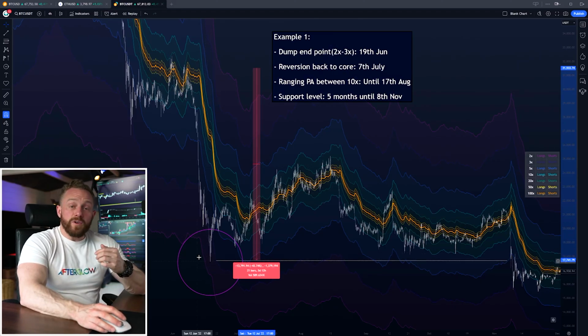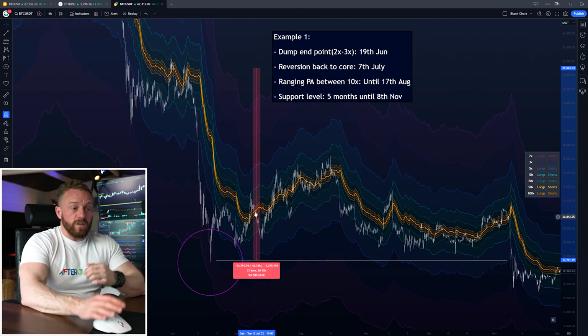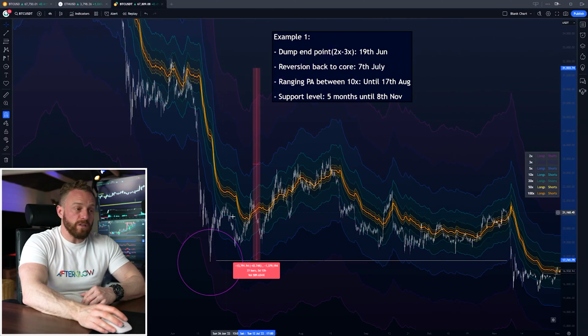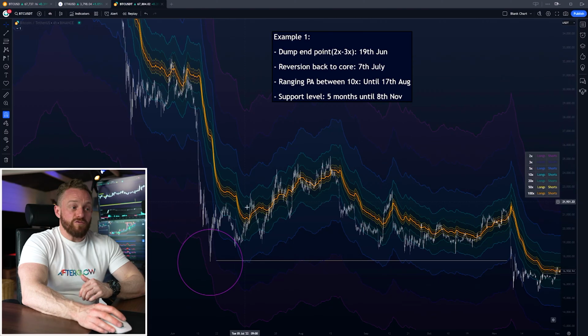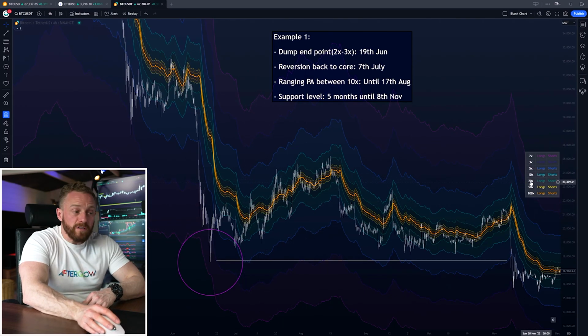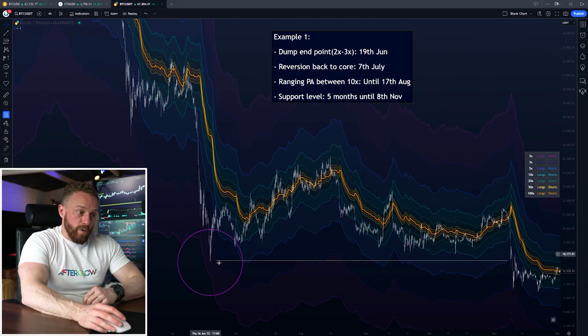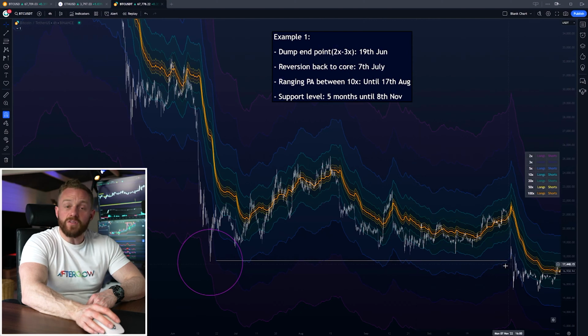Next, we saw a reversion back towards the yellow core liquidity line in the center of the band over the next few weeks. And then next, you saw a shift to ranging price action in between those 10x and 20x points on the band over the next few weeks. The other interesting point is that lowest liquidity drop down here in the 2x, 3x band, that acted as support over the next almost 5 months until November.